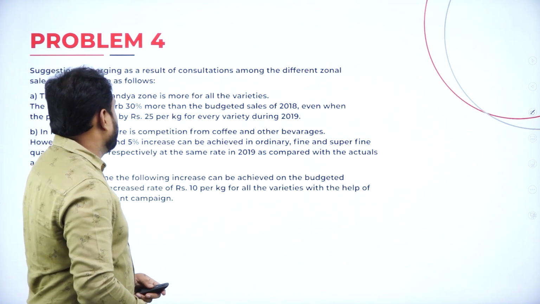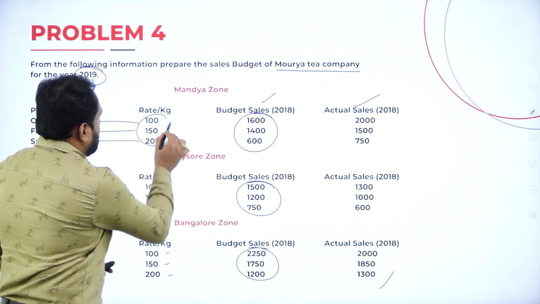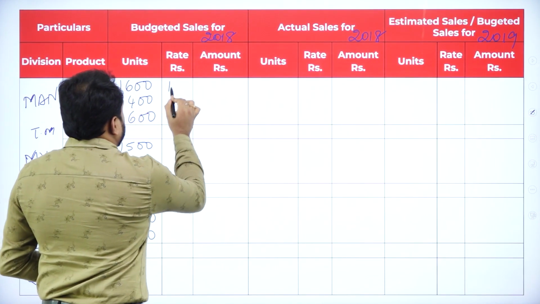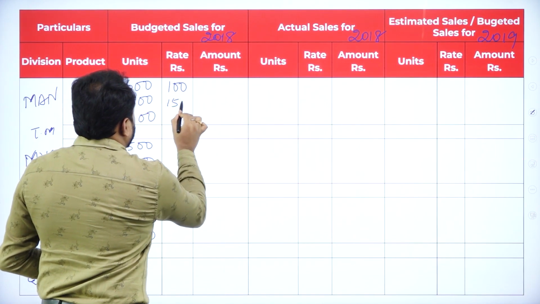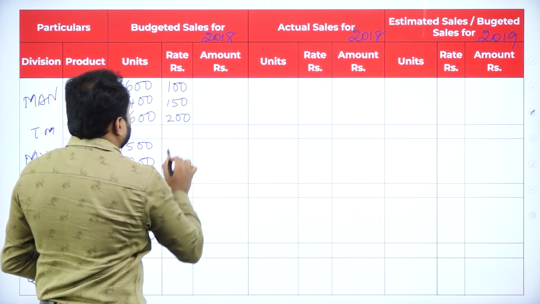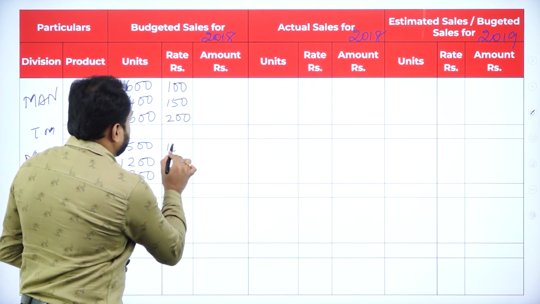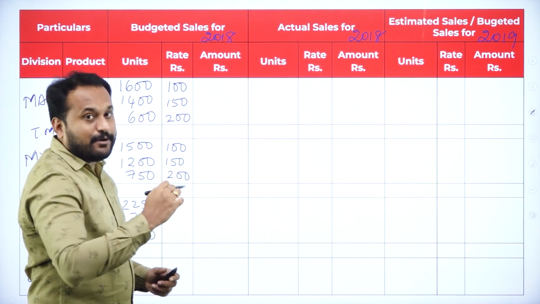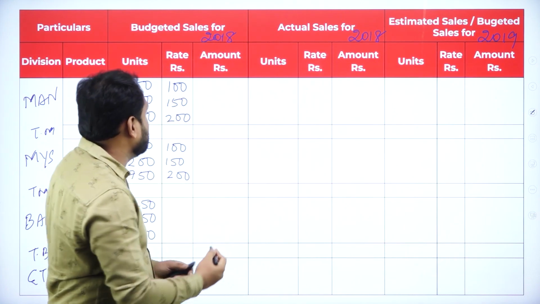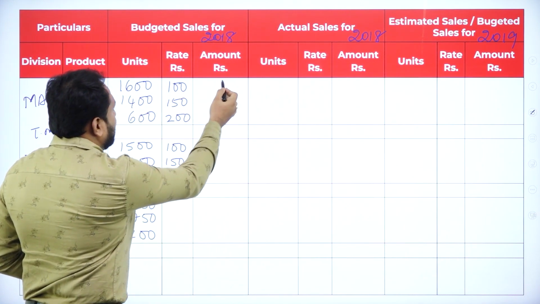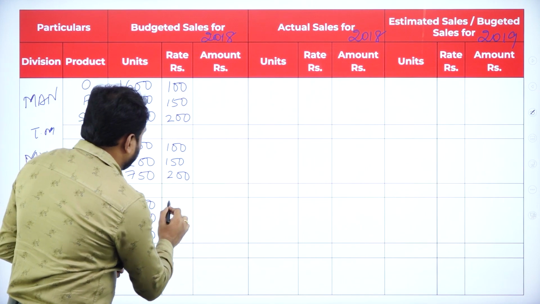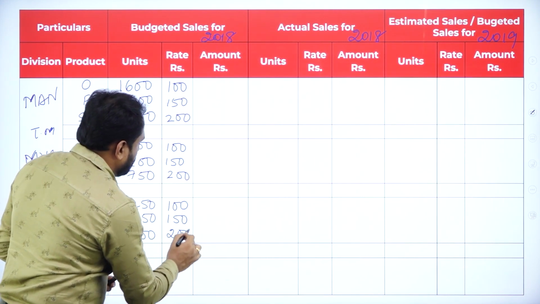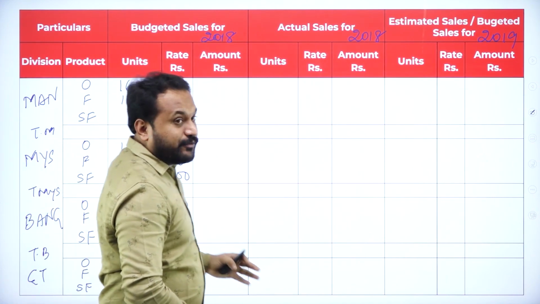The rates we'll check. It is 100, 150, and 200. So we'll write here 100, 150, 200. Here also the same, 100, 150, 200. Meanwhile, I want you people to actually solve the problem. That is, you need to multiply these two and write it here. Again, we have here 100, 150, and 200. So till here we are done.